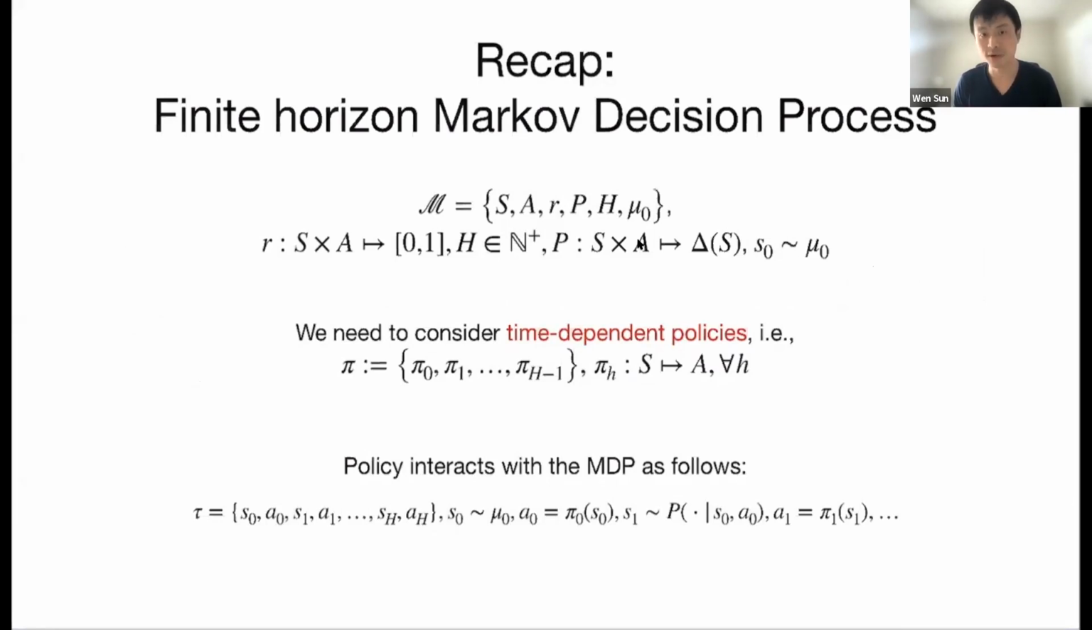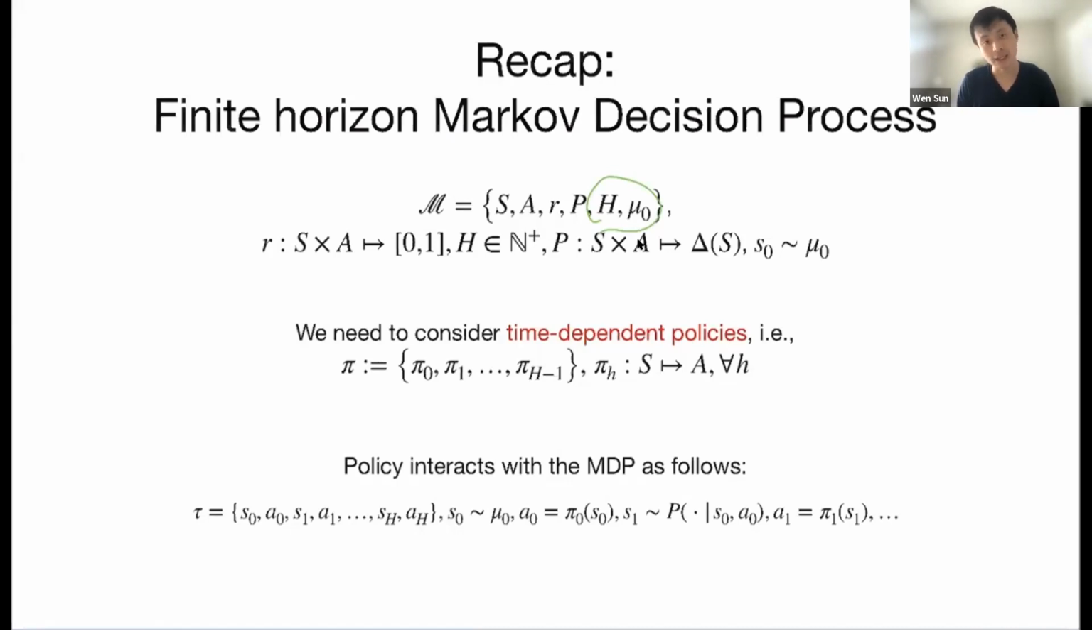Different from the infinite horizon Markov decision process that we have been talking about, this new model has two new quantities. This capital H quantifies the number of steps in this particular task, and this mu0 is the initial distribution. So the first state of this task is always sampled from this fixed distribution. And the rest of the stuff is the same: transition probability, reward function, state and action space.